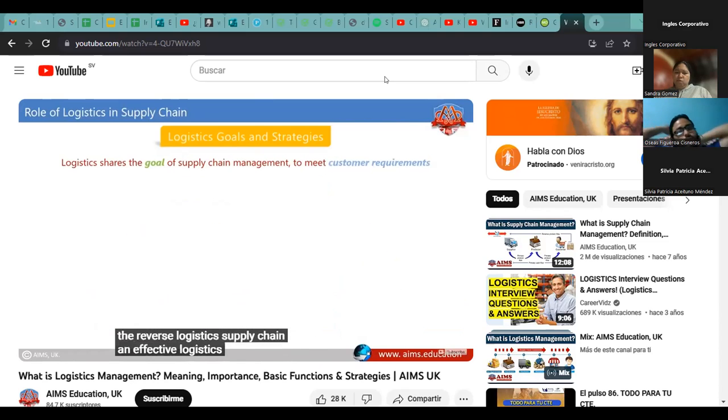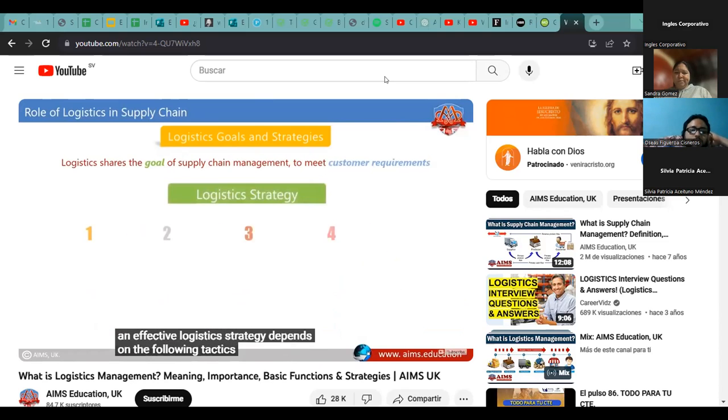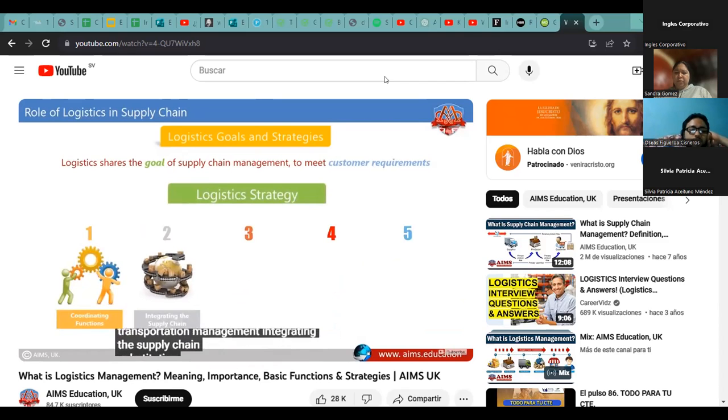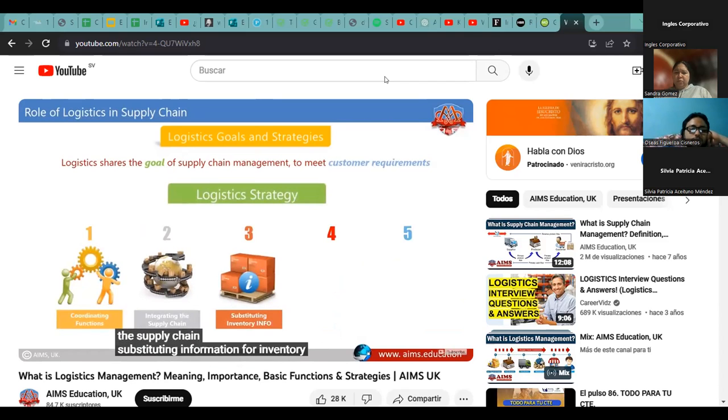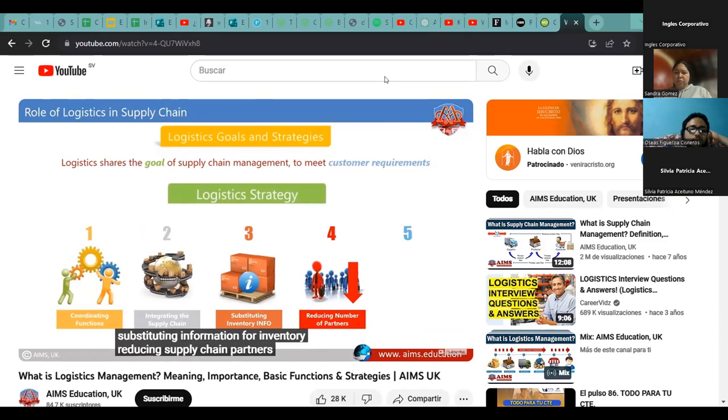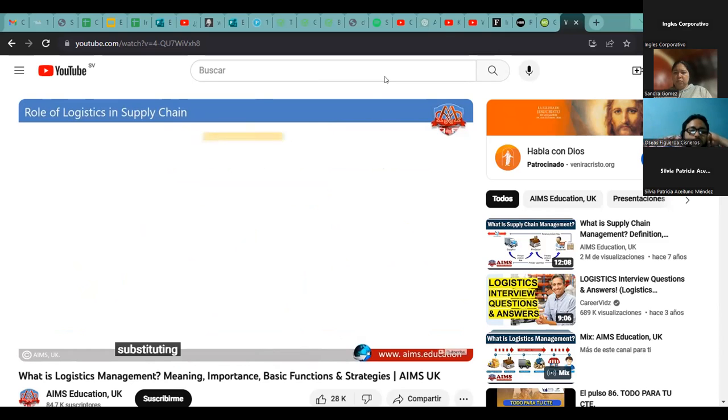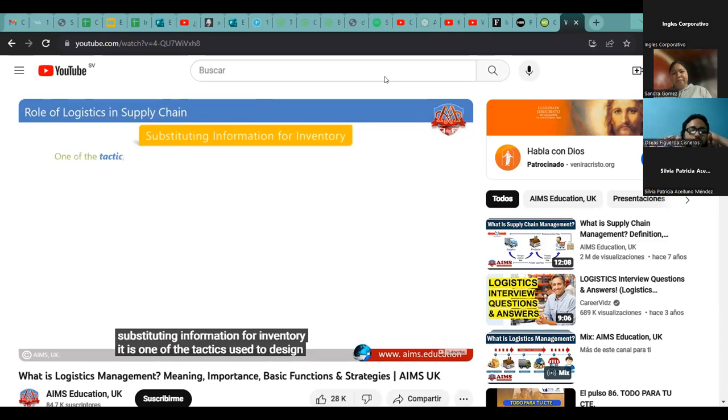An effective logistics strategy depends on the following tactics. Coordinating functions, that is transportation management, integrating the supply chain, substituting information for inventory, reducing supply chain partners to an effective minimum number, and pooling risks. Substituting information for inventory is one of the tactics used to design effective logistics strategy. It requires taking a series of steps to construct the logistics network.